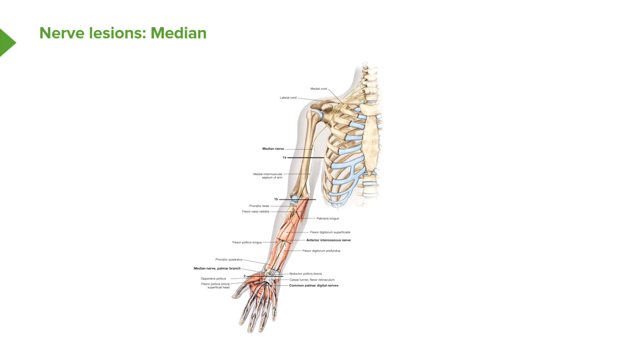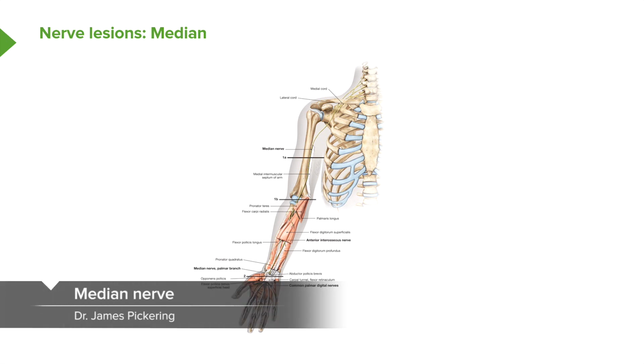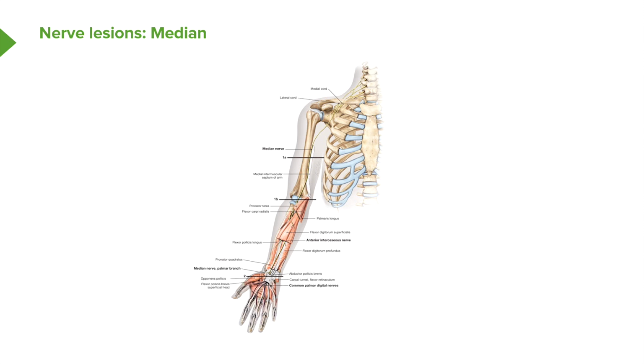Now let's turn to the median nerve. Now there's a number of places the median nerve can be damaged. It can be damaged in the arm, at the elbow, and at the carpal tunnel. Remember, the median nerve doesn't supply anything in the arm, but it supplies a considerable amount of muscles in the anterior compartment of the forearm and in the hand.